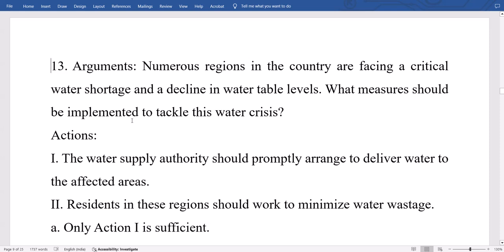What measures should be implemented to tackle this water crisis? This is the statement. There is an issue. Water shortage is there, water levels are also decreasing. Now what is the action to be taken?